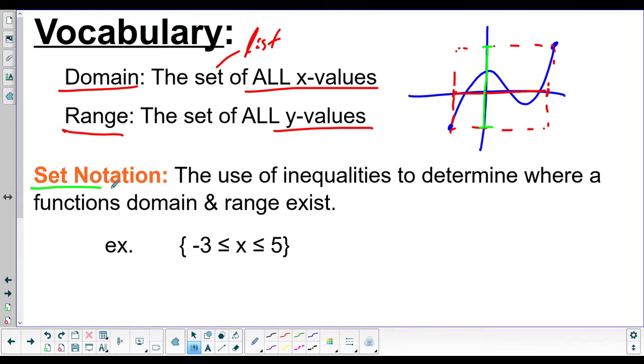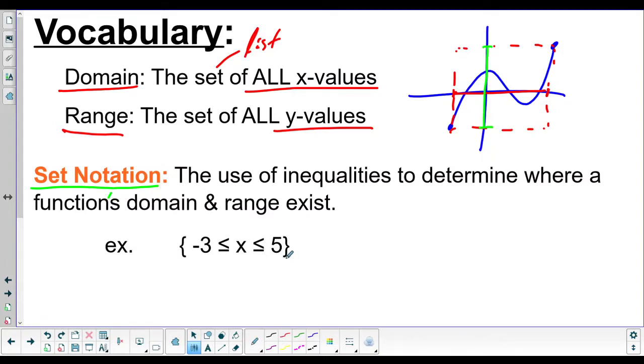The first way is going to be set notation, though this is one that we are going to gradually transition away from. I prefer interval notation because it's a little more compact and then I don't have to remember how these things work. But you should know it anyway, so we'll learn this one. So we're going to use inequalities to determine where a function's domain and range exists.